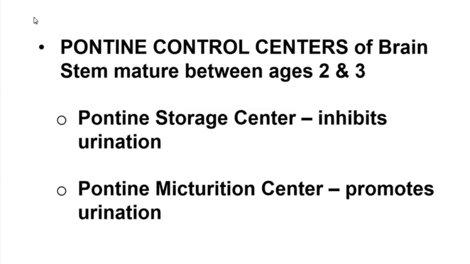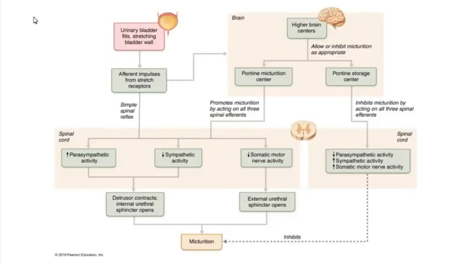So let's go back and take a look at that diagram and see how the brainstem structures come into play in controlling this spinal reflex of urination. Once again, the urinary bladder fills. That stretches the wall of the urinary bladder and activates the stretch receptors that send sensory information to the spinal cord, but also to the brain as well. This is where the pontine control centers come into play. They either permit or inhibit micturition as is appropriate.